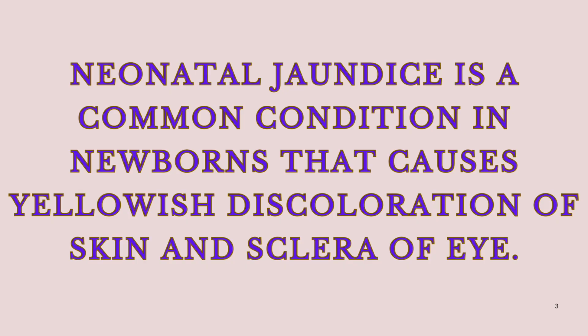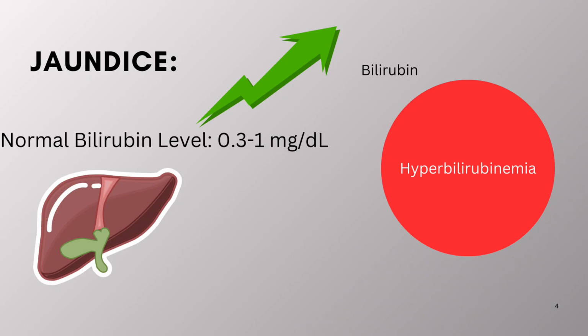Jaundice in general terminology is the yellowish discoloration of skin and sclera. Jaundice occurs when there is a high level of bilirubin in blood, that is called the total serum bilirubin. I told bilirubin. Then what is bilirubin? Bilirubin is the yellow substance that is produced when RBCs are broken down or destructed. Bilirubin is the byproduct when RBCs are destructed.